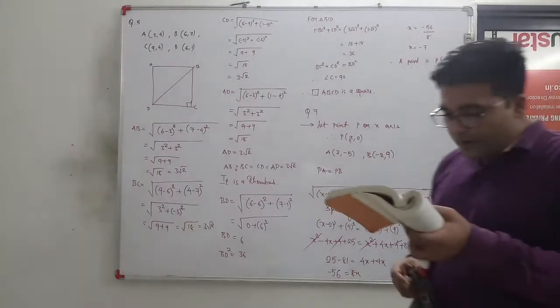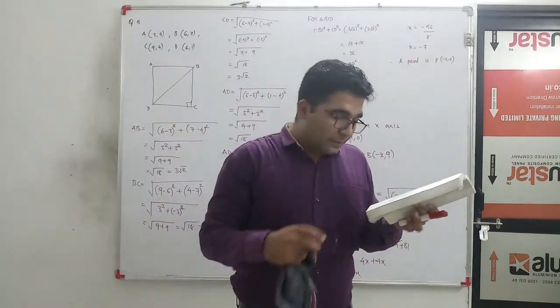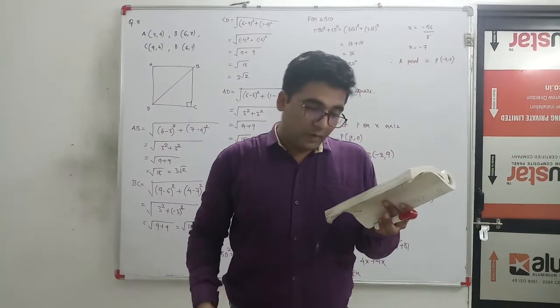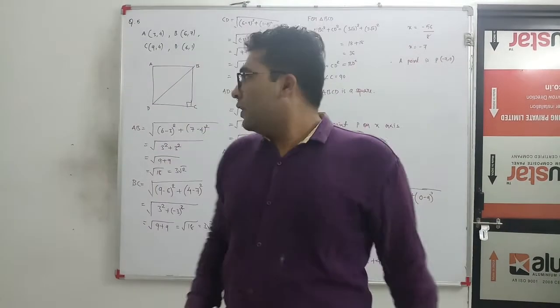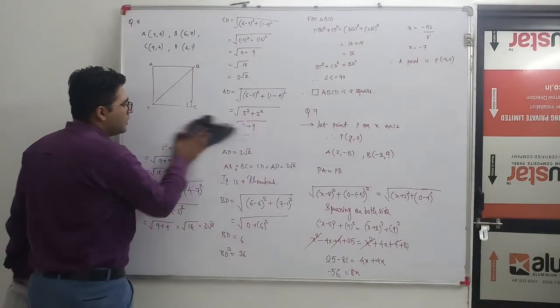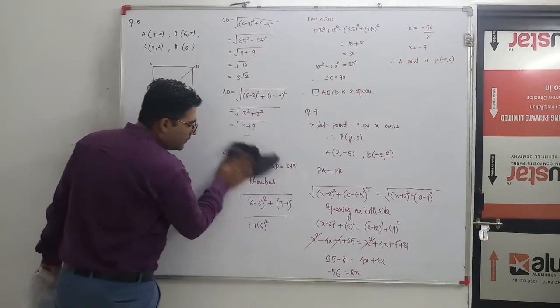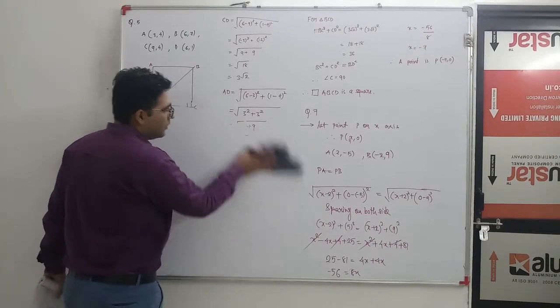Find the value of y for which the distance between the points P and Q is equal to 10 units. So see, there is a variation in the question. The variation in the question is what? Here the distance is given. 10 units is the distance between P and Q.